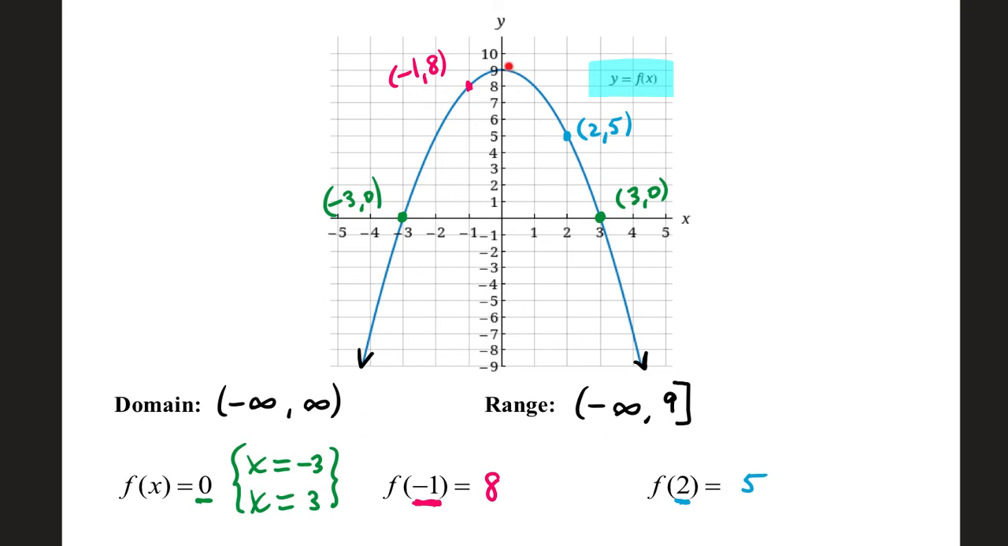There is a largest y value. At the very top of the hill, the y value is 9, and it never goes higher. So that's where you cap off the range. The values of x where your function is equal to 0, there's two places. At -3, your function value is 0. Also at +3, your function value is 0. When x is -1 on the graph, you'll find your y-coordinate to be 8. When x is 2, you'll find your y-coordinate to be 5.